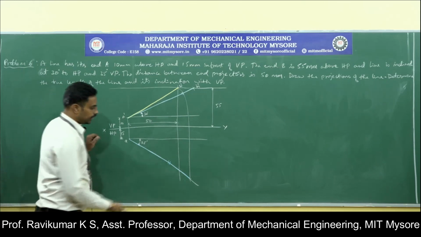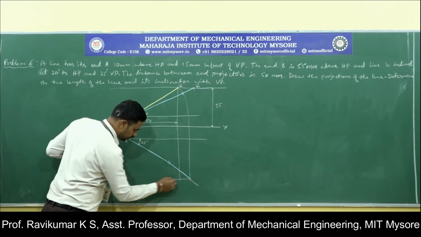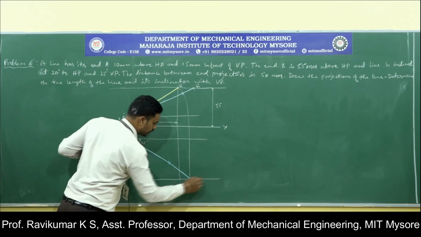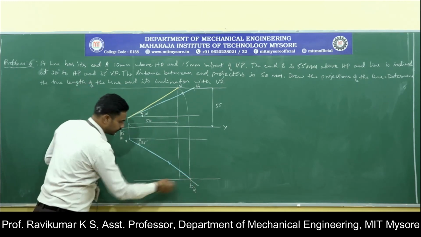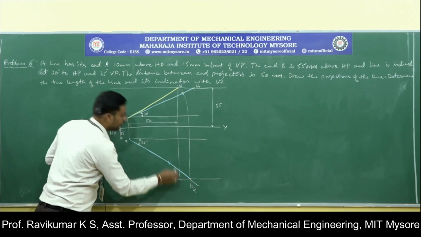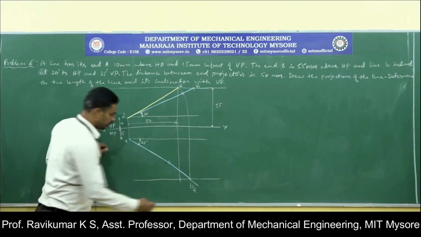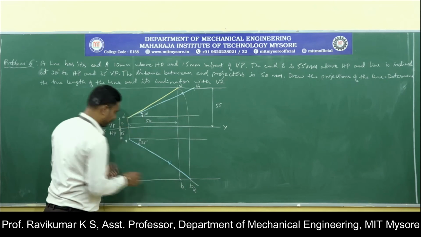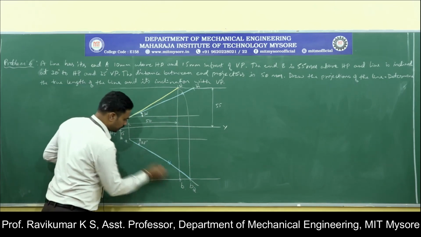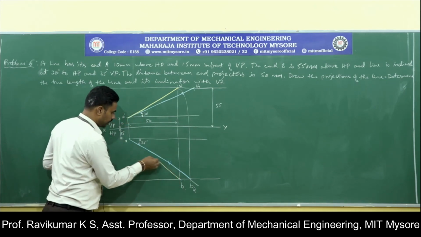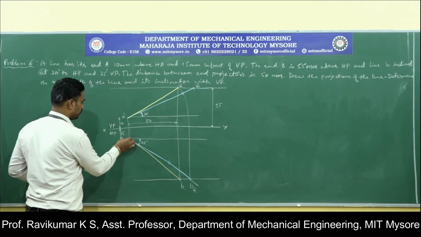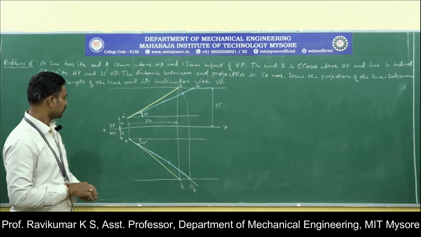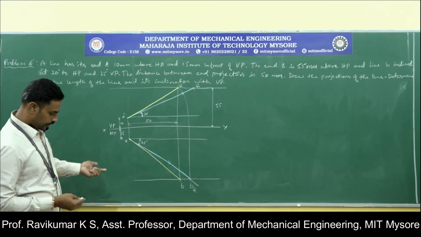Once you get this point, just draw a locus from this point. So this point will be B2. Wherever this locus and the end projector line meet, that will be the point B, and if you join A and B, that will be the apparent length. So this is the apparent length. This is how you need to solve the problem.